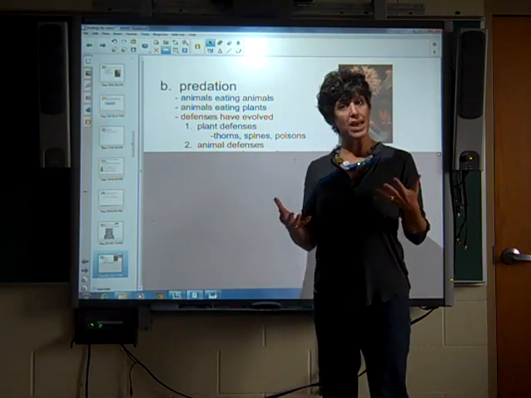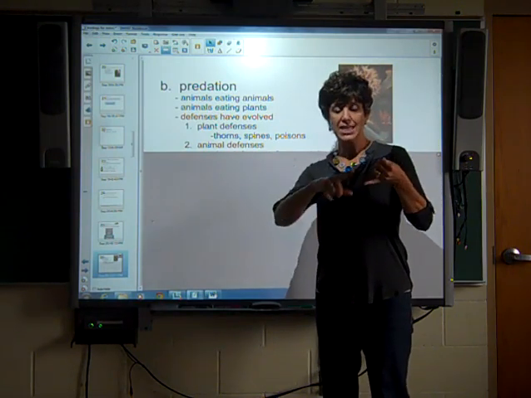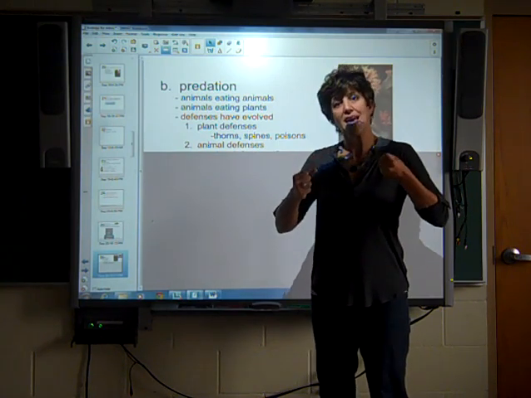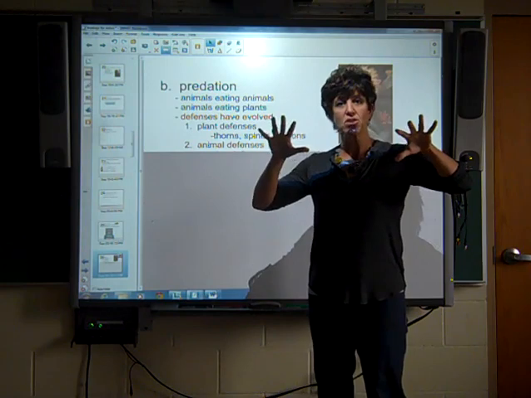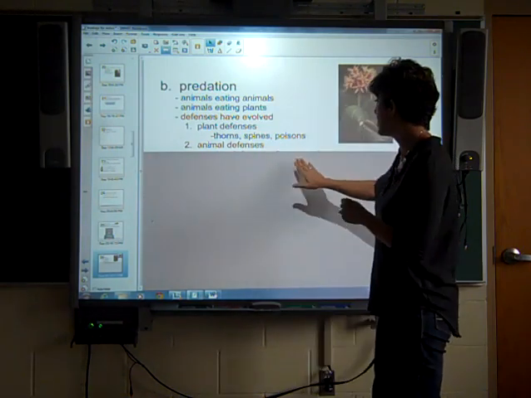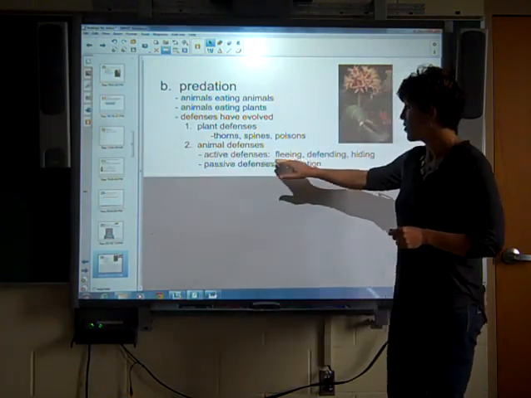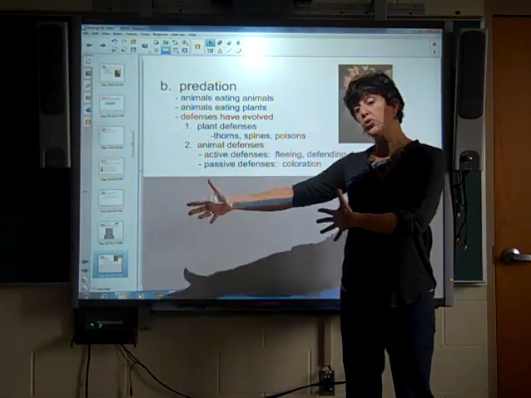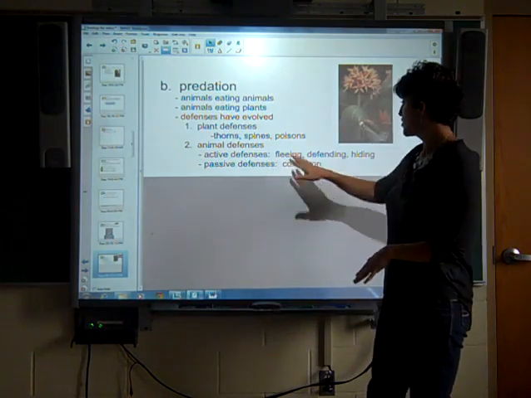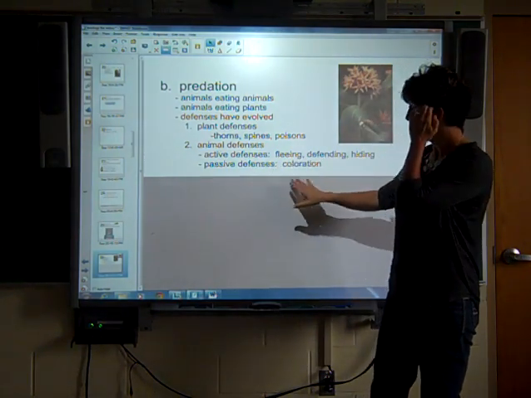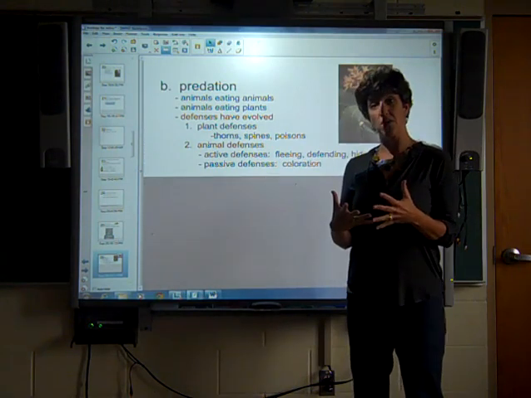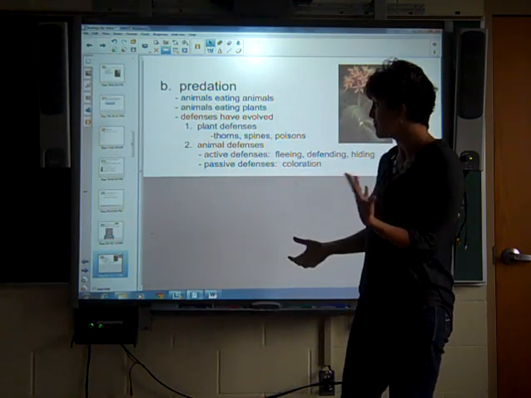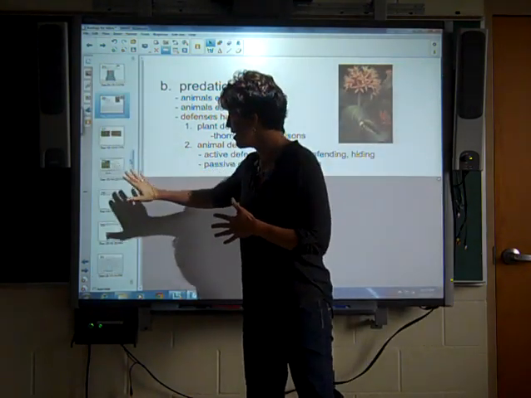Animal defenses. What do animals have that keep others away? They can definitely make noises, growl, bare their teeth. Maybe they have really sharp fangs, or porcupines have all of those needles. They have what we break up into two categories. Active defenses, meaning what do they do, or passive, what do they have? So fleeing, defending, hiding, coloration for passive, but we can also think about spikes or claws or anything that allows them to defend themselves as an animal being attacked by another animal.